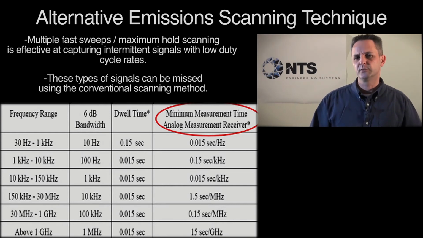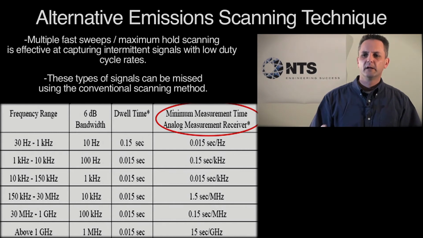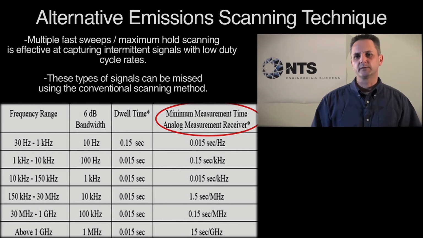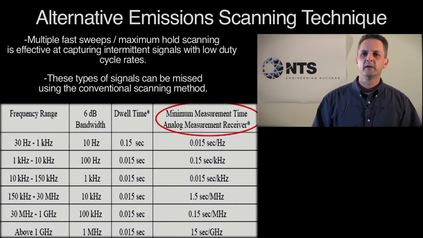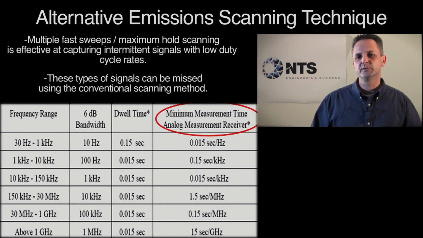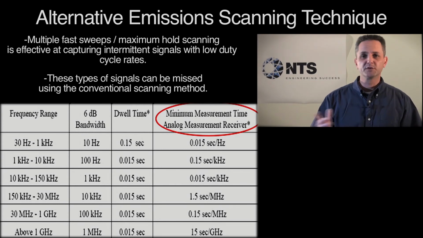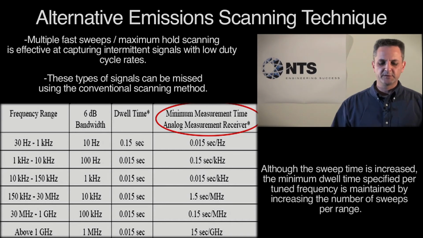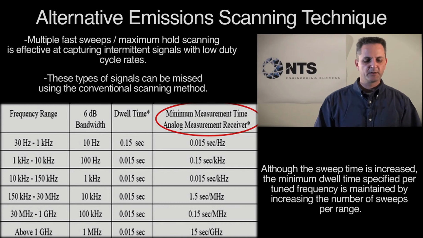It can also be used for equipment that has very short cycle times, such as an actuator or a door or a valve of some sort. Multiple fast sweeps can be used where you can sweep that entire frequency range very fast, but using multiple sweeps across that range until you capture the total frequency response for that particular range. Now, although the sweep time is increased, the minimum dwell time specified per tune frequency is maintained by increasing the number of sweeps per range.